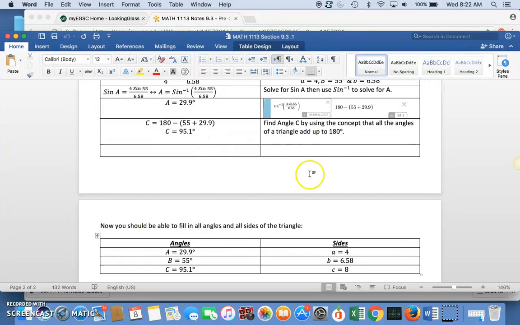I hope you understand the law of cosines. We don't always use it. Every time we can use it, but there are times that you have to use it. When you've got side, side, side, know three sides, or if you know two sides and the included angle, you have to use it.